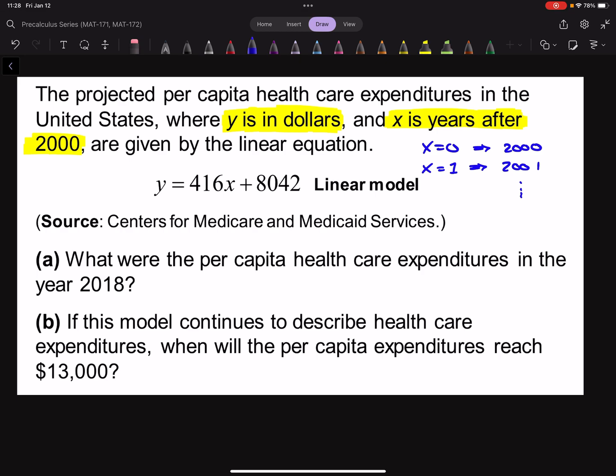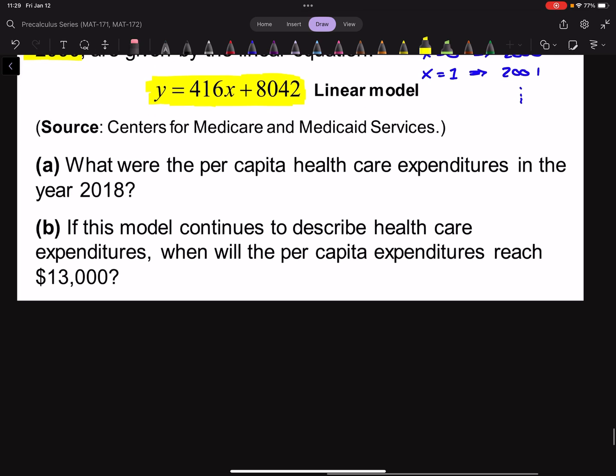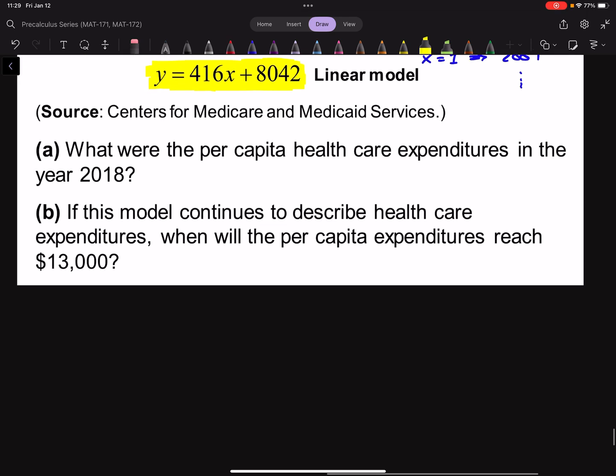Now, this is a model. What models can do for you is they can help you predict different values, different rates, things like that in the future. Or they can also help you see what happened in the past as well. So let's see what our first task is. We're using this model and how the parameters are set up. It says, what are the per capita health expenditures in the year 2018?